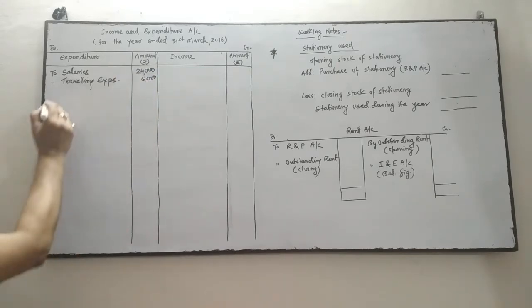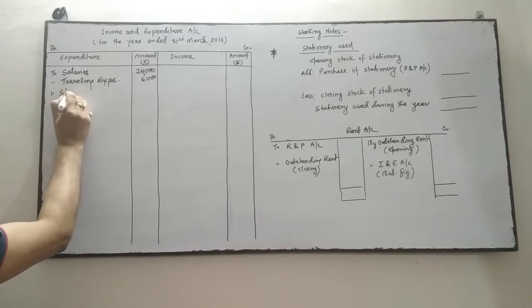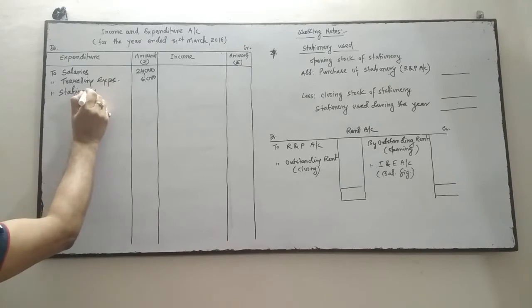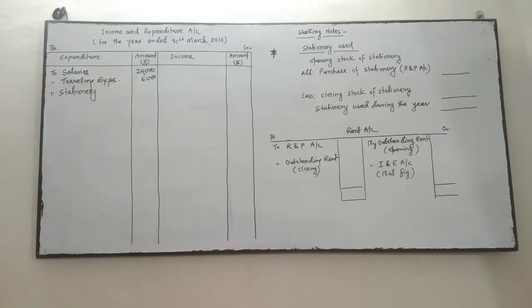Next item is stationery. Stationery is given in the receipt and payment account, payment side, 2,300, and additional information regarding stationery is given in point number 3, stock of stationery. Opening stock, last year's, is 1,200 and this year's closing stock is 800.